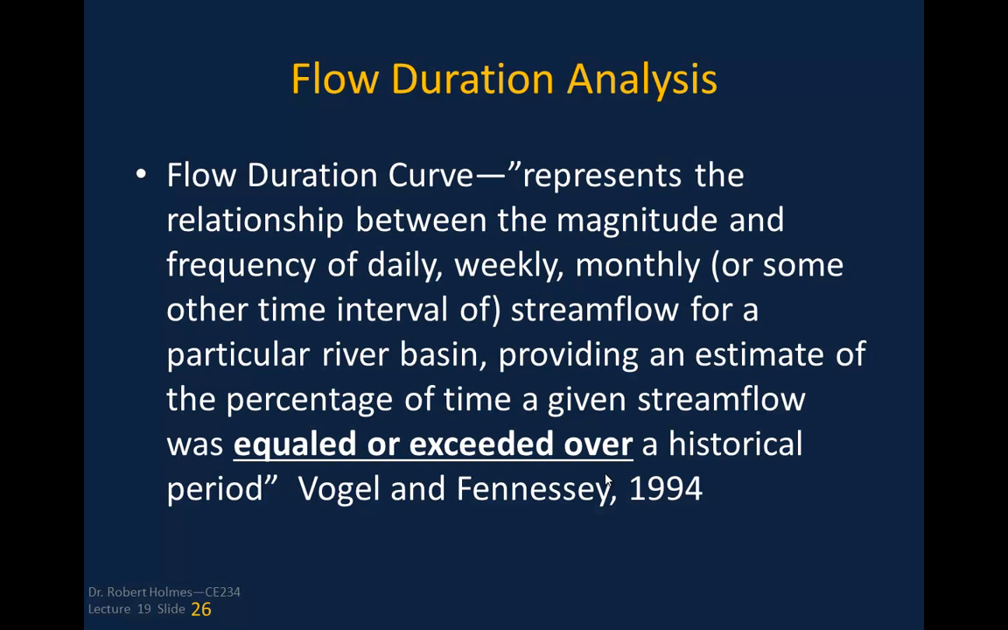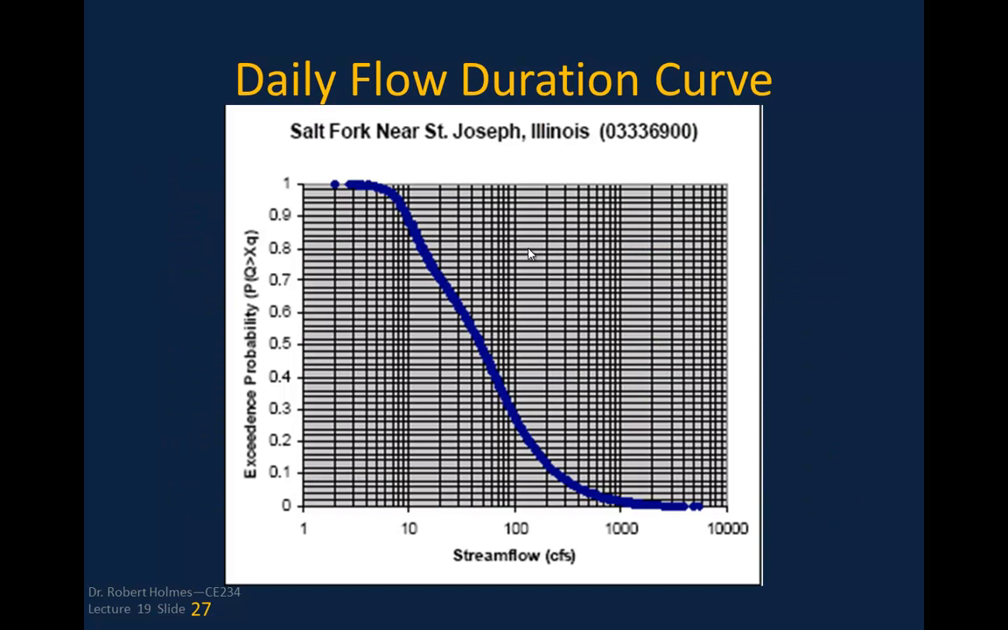All right. Another point, so that was about stream gauges, and we're going to talk more in depth later on. But one of the things we want to talk about is flow duration analysis. And a flow duration curve represents the relationship between the magnitude and frequency of daily, weekly, monthly, or some other time interval of stream flow for a particular river basin, providing an estimate of the percentage of time a given stream flow was equaled or exceeded over a historical period. Wow, that's a mouthful. So that's a definition. Let's talk about exactly what that is.